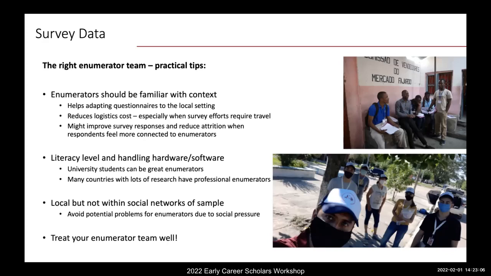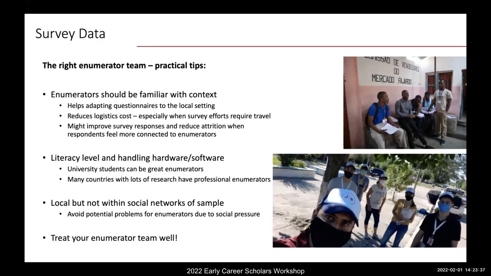The right enumerator team knows how to handle the hardware and software that you're working with and has a high literacy level. So typically what we do is we try to hire university students, as they have been proven to be great enumerators. But in many countries with lots of research, like Uganda and Kenya, there are actually professional enumerators that work for institutions like J-PAL or IPA that you can hire and that are great to work with.